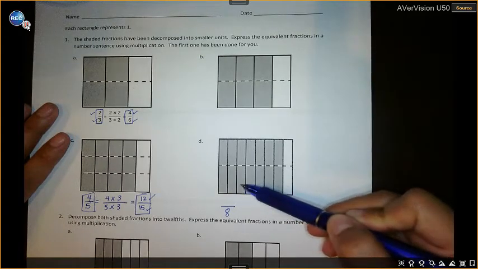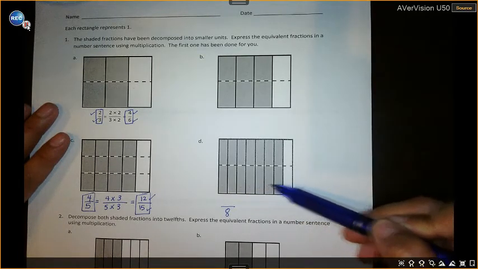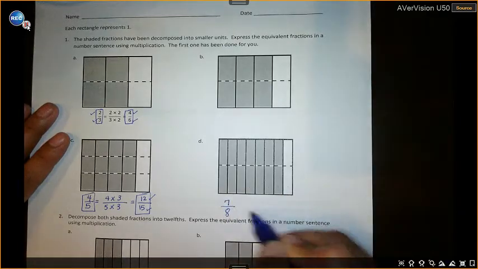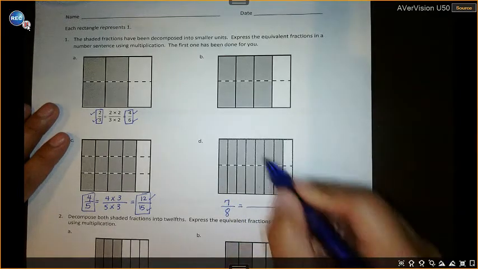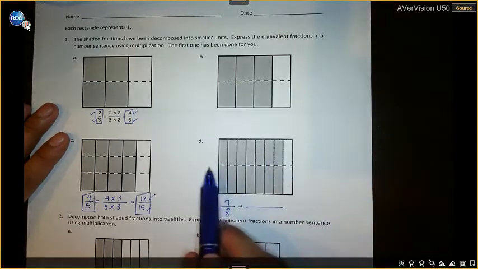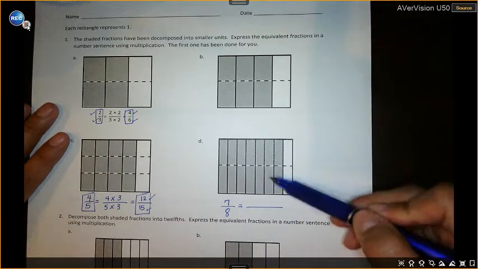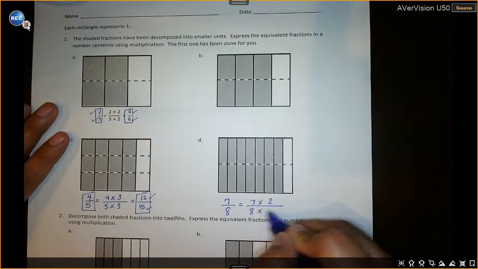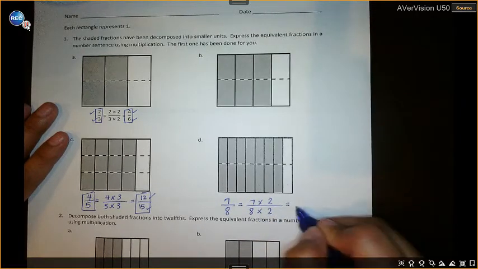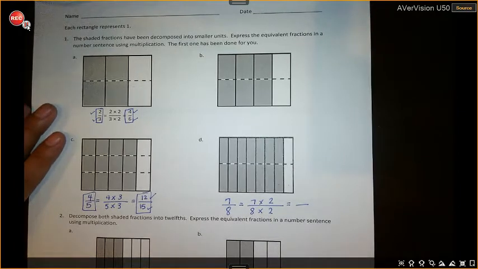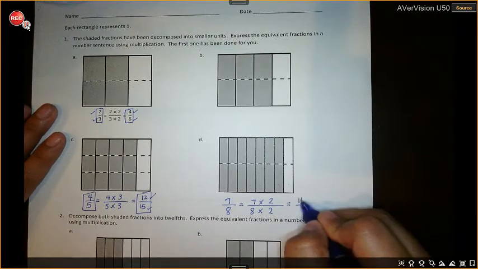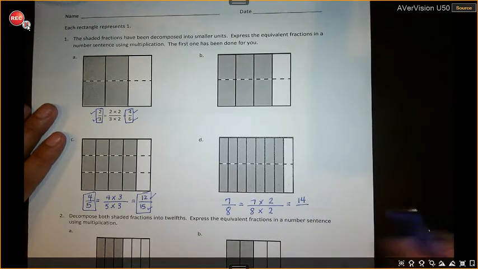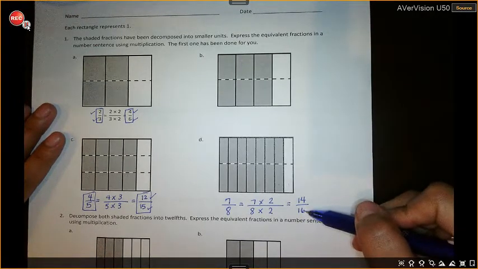1, 2, 3, 4, 5, 6, 7. 7 are shaded. And since it has a horizontal dotted line, that means the parts have doubled. So we're multiplying by 2. You multiply the numerator by 2 and the denominator by 2. What is 7 times 2? 14. What is 8 times 2? 16.